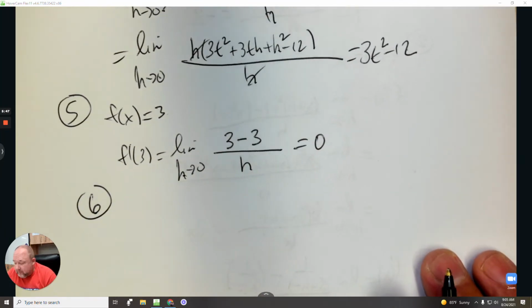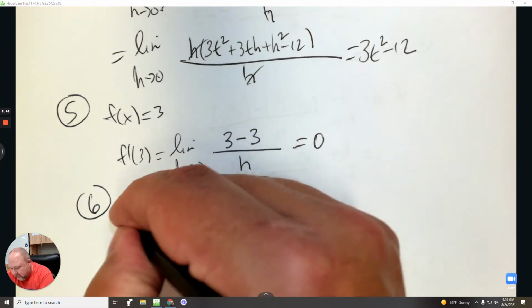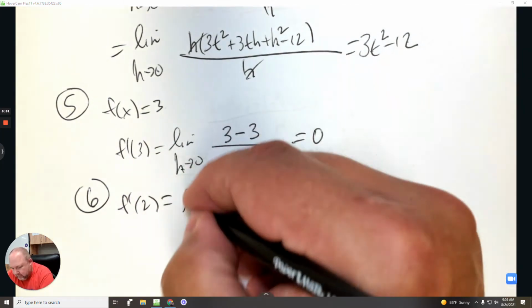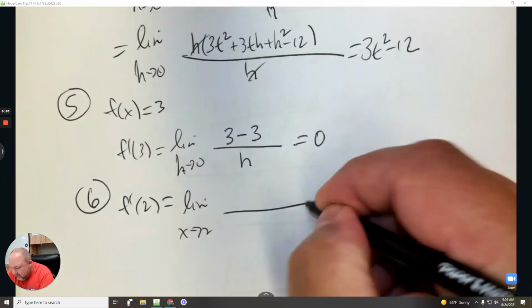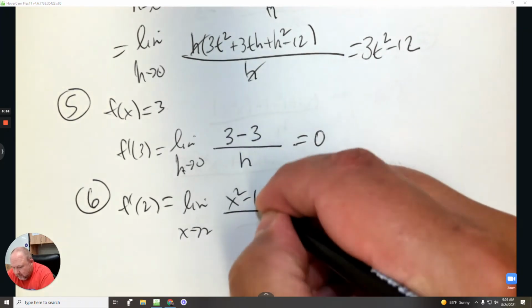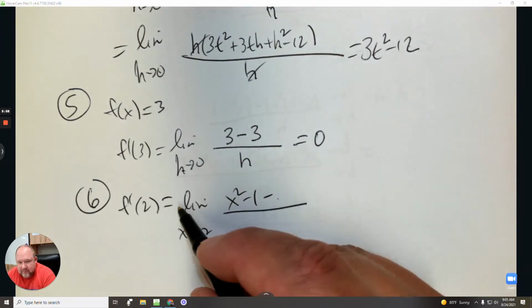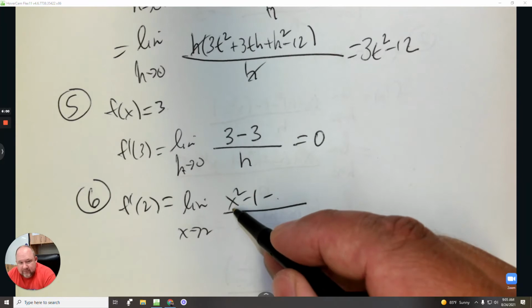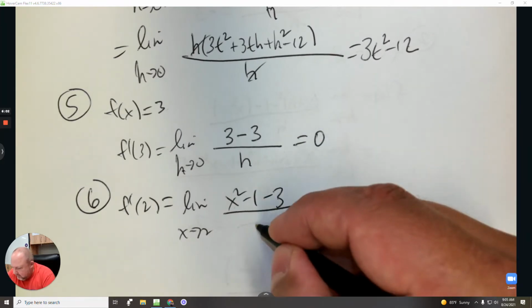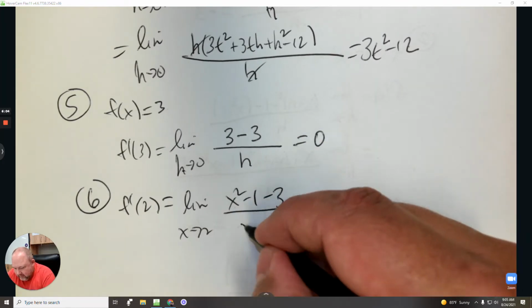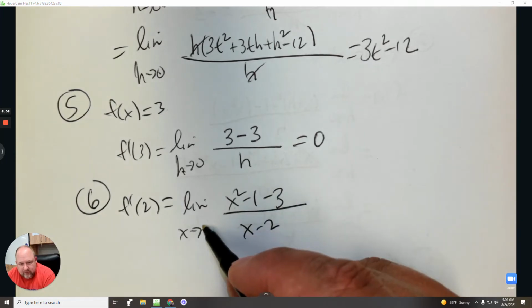I'll use the alternate form here to find the derivative at a point. So I want to find the derivative at 2. So the limit as x approaches 2 of the function, which is x squared minus 1, and then subtract and plug 2 into the function. So that's 4 take away 1, which is 3. And then the denominator is x minus 2, using this value.